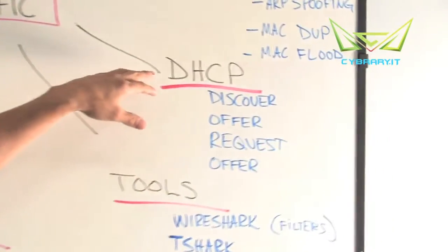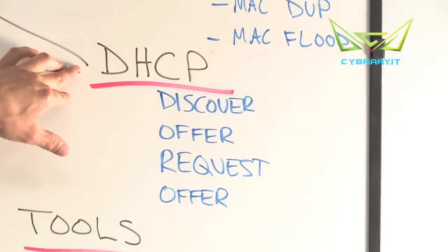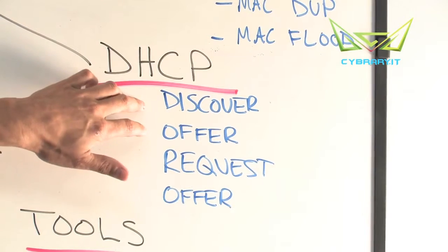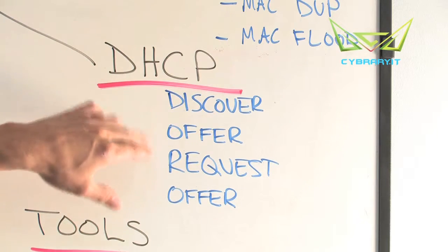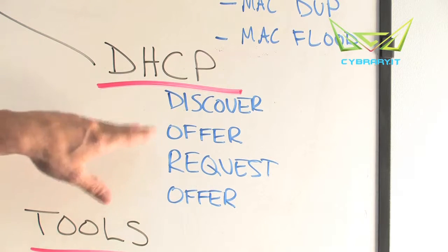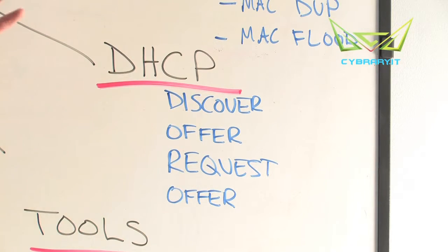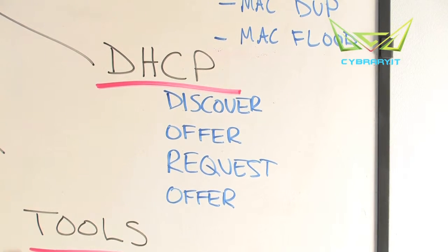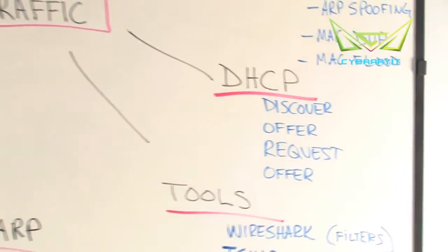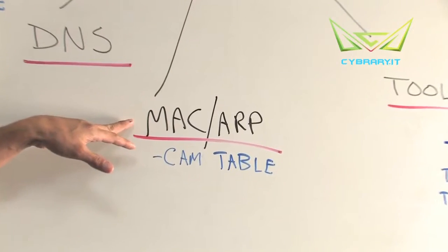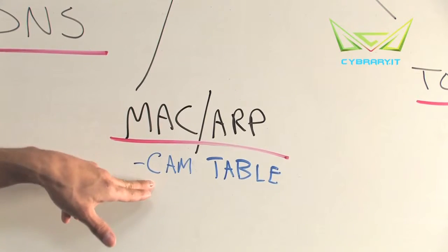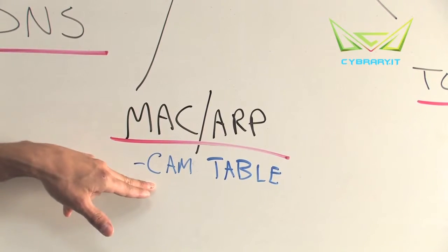For example, if you're sniffing DHCP traffic, then you can learn about how DHCP works, and you can see when a particular computer does a DHCP discover or offer or request or things like that. All of the details of DHCP. You can do MAC and ARP analysis. Now this is realistically learning about how CAM tables work.